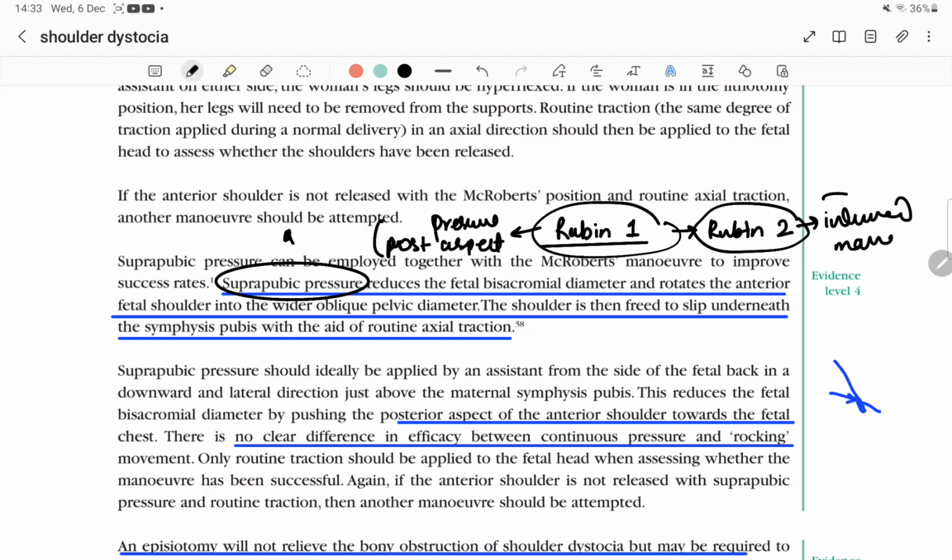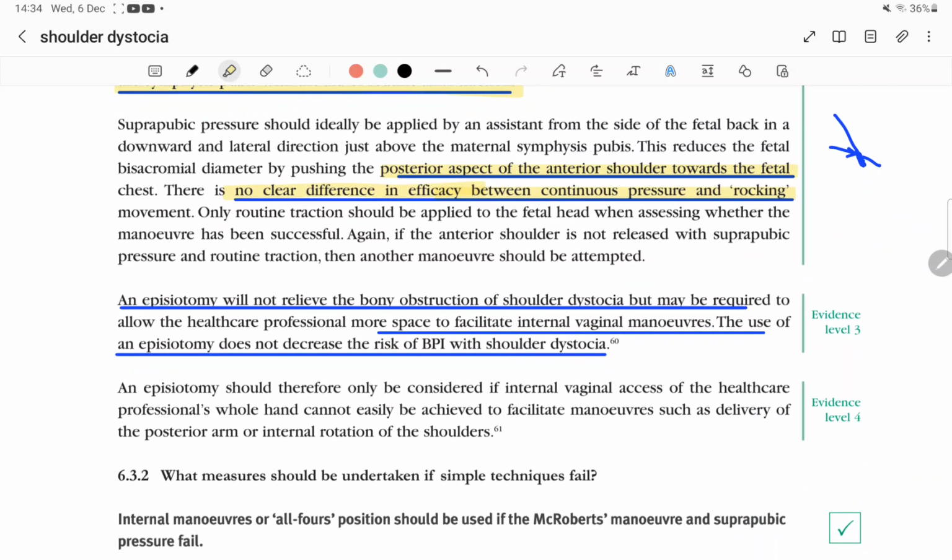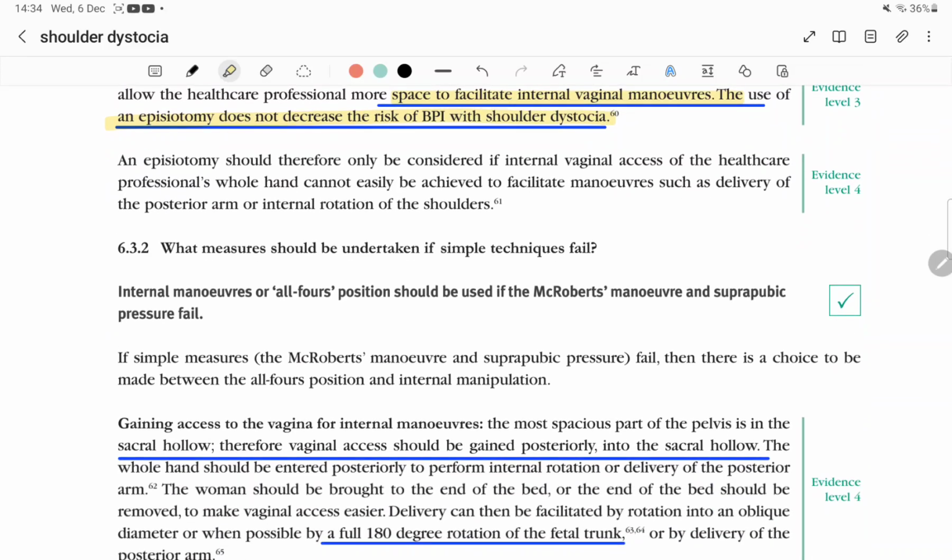Now what is the purpose or significance of suprapubic pressure? It decreases the biacromial diameter, and this helps the shoulder slip underneath the symphysis pubis with the aid of routine axial traction. Whether you apply it in a continuous or a rocking manner, there is no clear difference between the two. Another important MCQ point: episiotomy will not relieve any bony obstruction. It will just facilitate the internal maneuvers, and it does not decrease the risk of brachial plexus injury.